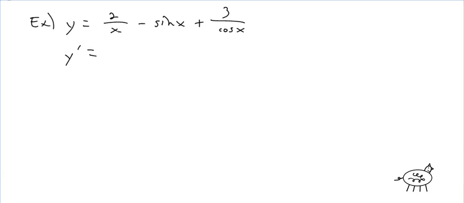So I'm going to do the bottom times the derivative of the top, which is 0, minus the top times the derivative of the bottom, which is 2, all over the bottom squared. Okay. Derivative of sine is cosine, so it's minus cosine of x. And then I'm going to do the quotient rule again. So it's plus the bottom times the derivative of the top, which is 0, minus the top times the derivative of the bottom, so minus 3 times negative sine of x all over the bottom squared.